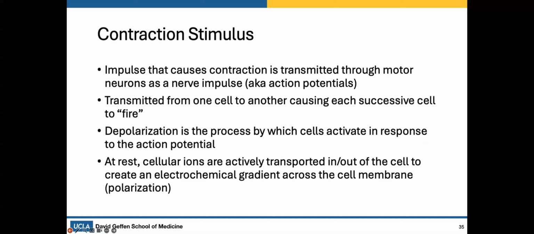When the charges are equal, the cell has depolarized, and the protein channels then close. Then the process of repolarization begins, which again creates that electrochemical gradient so that the cell can fire again.